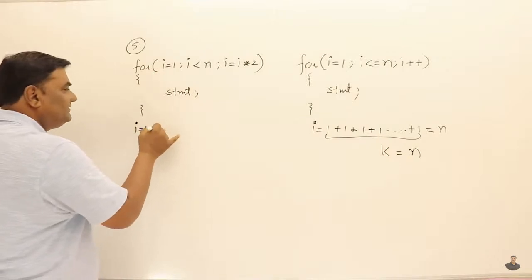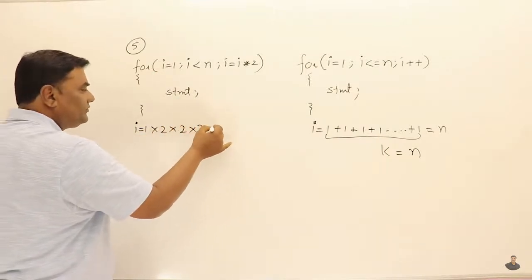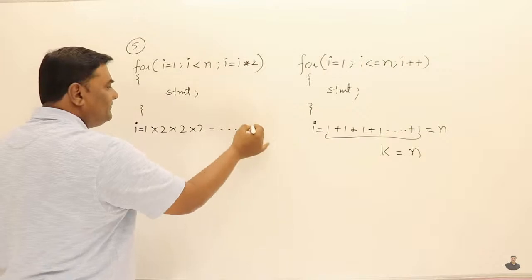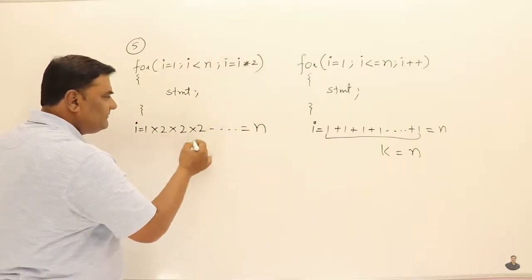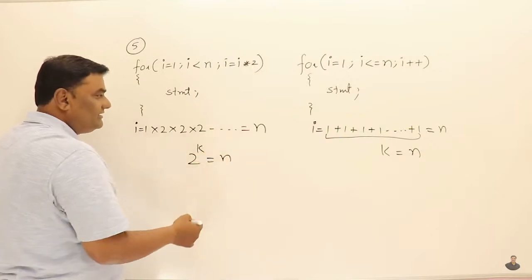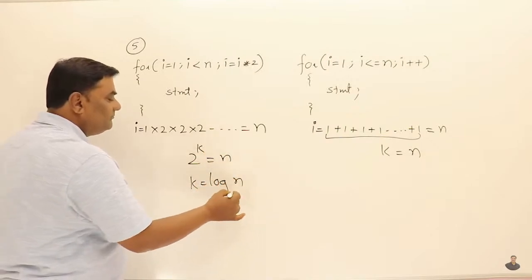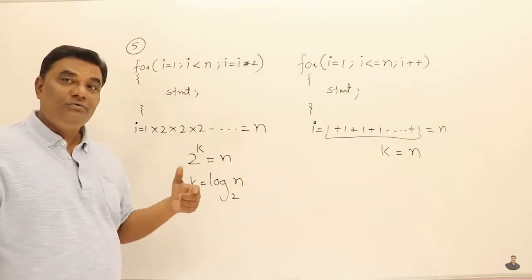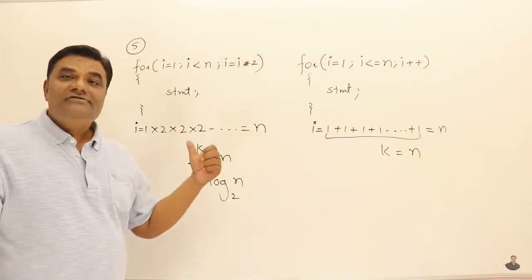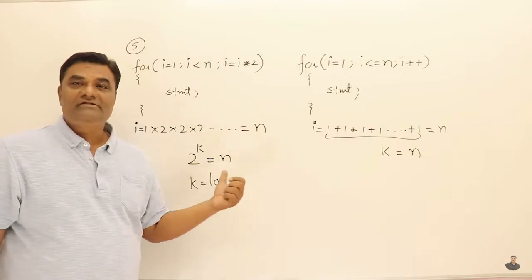Now let's take this one. i is initially 1, then next time it is multiplied by 2, then again by 2, then again by 2, up to some point. Finally it will stop when it becomes greater than or equal to n. Let us say this is k times. So what will be the result? This will be 2 power k, that will be equal to n. So k is how much? Log n base 2. So the other loop is incrementing by 1, 1, 1, so k times, while this one is multiplying by 2, 2, 2 every time, so k times it is getting multiplied. So it's 2 power k equal to n, and k is log n base 2 times.